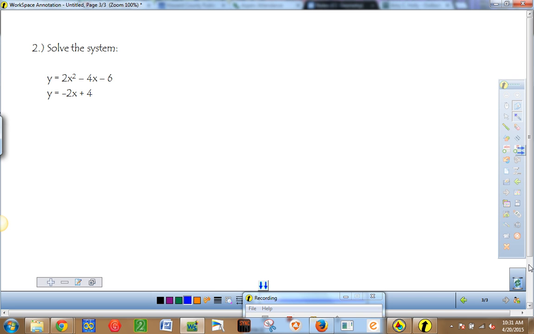A times C is negative 12. You've got to find those two, which is, that doesn't work. What does this look like? Do me a favor. Put this into your Y1 and your Y2 in your calculator. You should get a graph that looks like this.